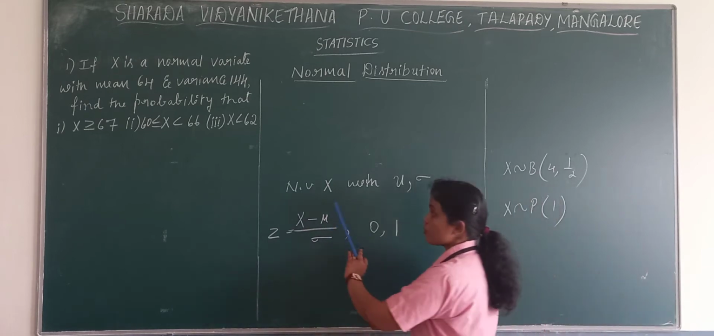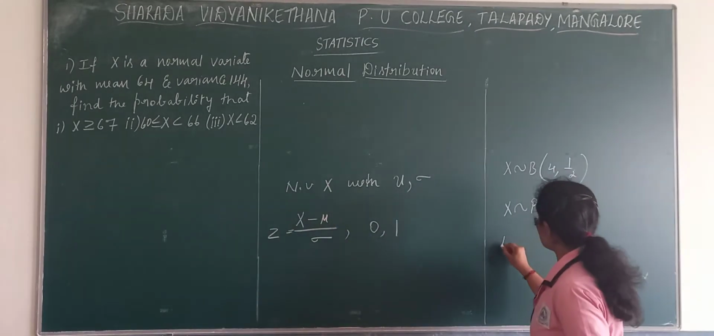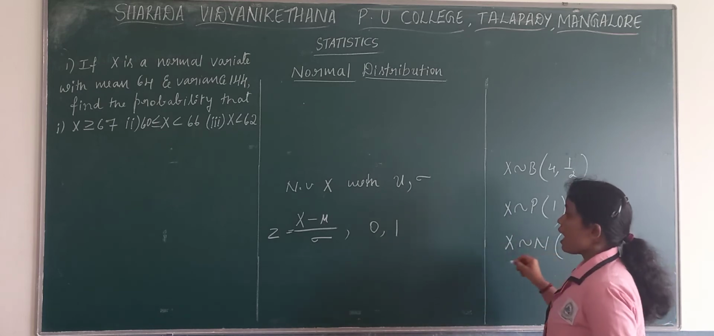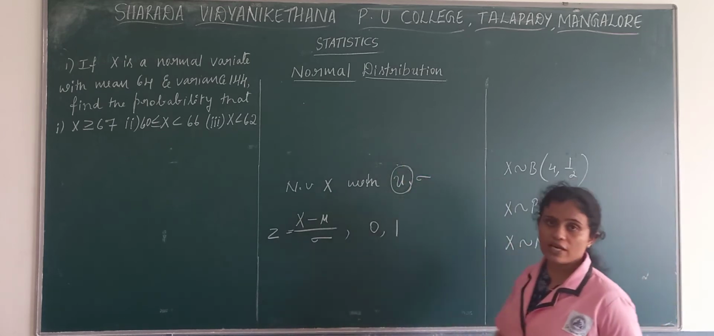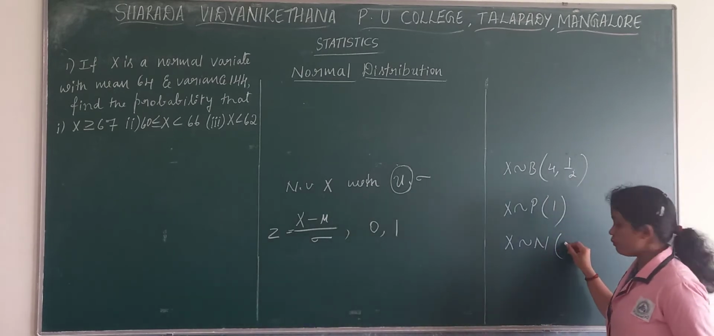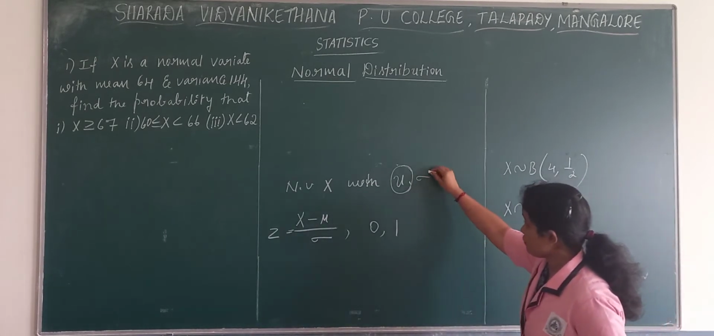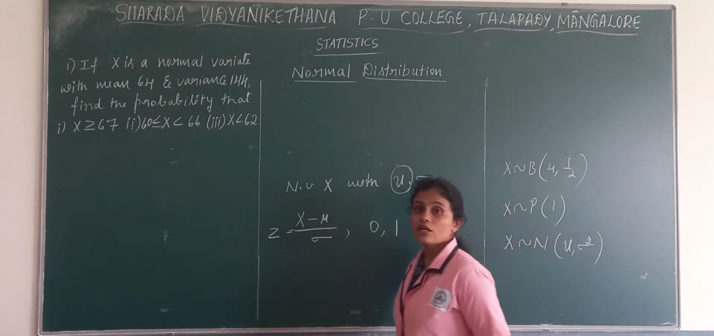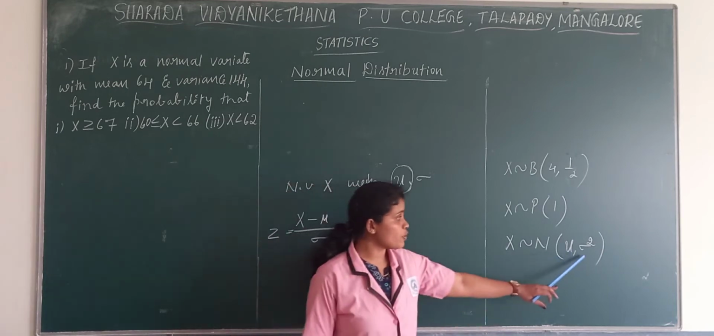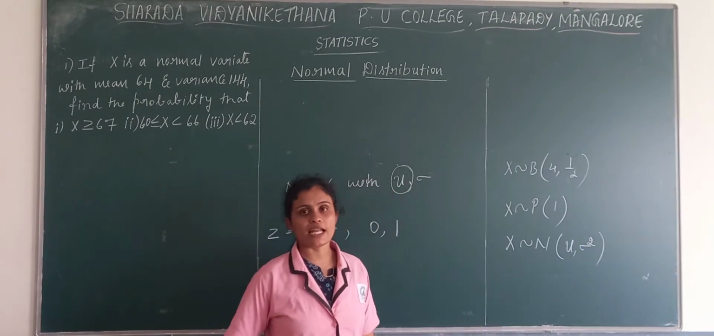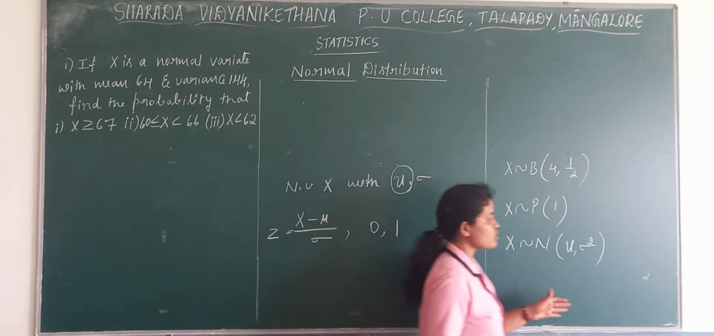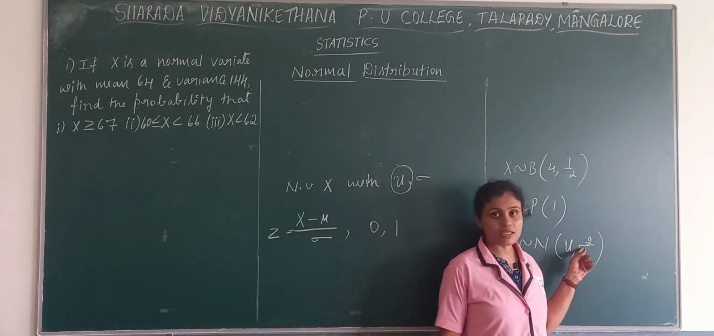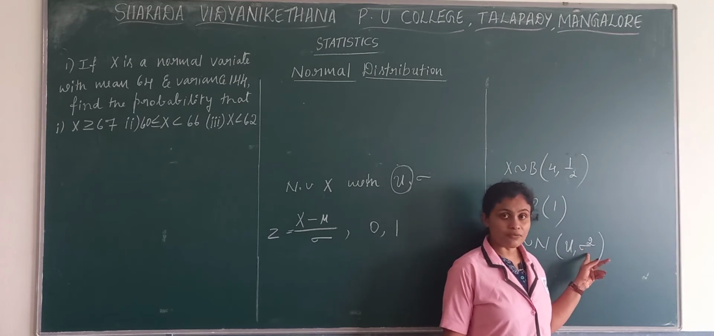But in case of normal distribution, how do we need to write? X is n, then the value of the mean, whatever mean value they have given, comma, and we need to write the variance. Mu and variance we need to write. If they give the standard deviation in the problem, we need to convert it into the variance format and write it.